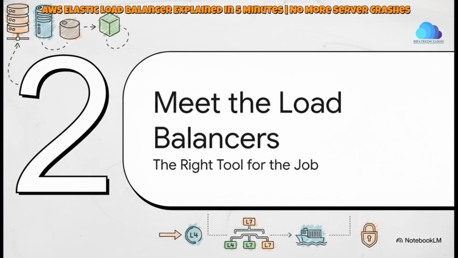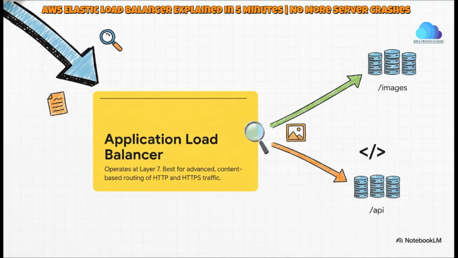All right, so this is where it gets really interesting. AWS doesn't have a one-size-fits-all load balancer. Instead, you've got a whole family of them, and it's all about choosing the right tool for the job. First up, you've got the Application Load Balancer, or ALB. This one works at layer 7, the application layer. You can think of it as the really smart one. It's perfect for HTTP and HTTPS traffic, because it can actually look inside a request and make routing decisions based on the content. So if a request is /images, it can send it to your image servers, and if it's /API, it sends it somewhere else. Super powerful for web apps and microservices.